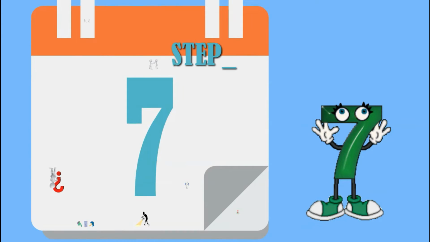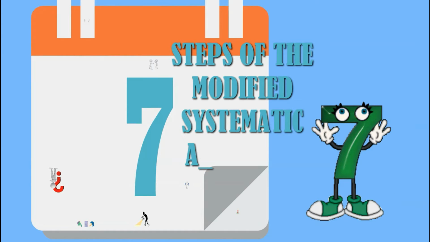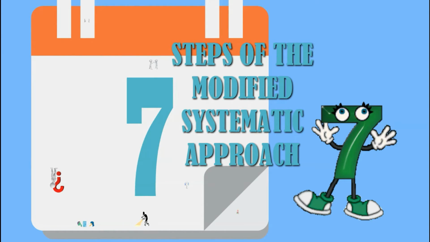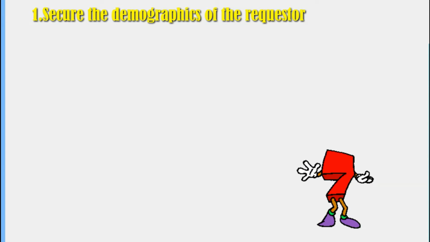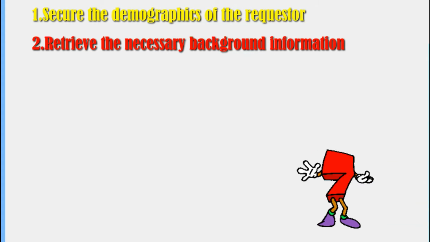So let us have the 7 steps of the modified systematic approach. Again, 7 steps. Nakikita naman, di ba? Okay, color green number 7. Okay, ano ba yung 7 steps natin? First is to secure the demographics of the requestor. Second step is to retrieve the necessary background information.